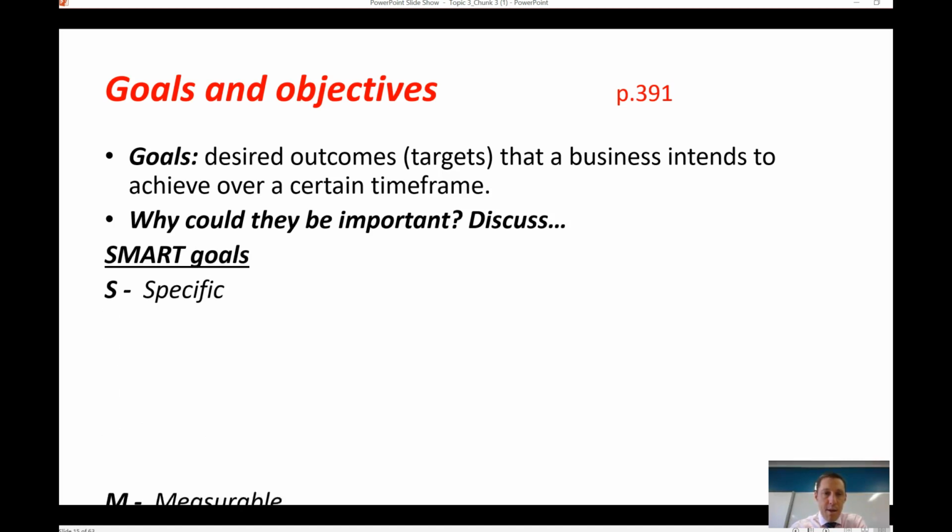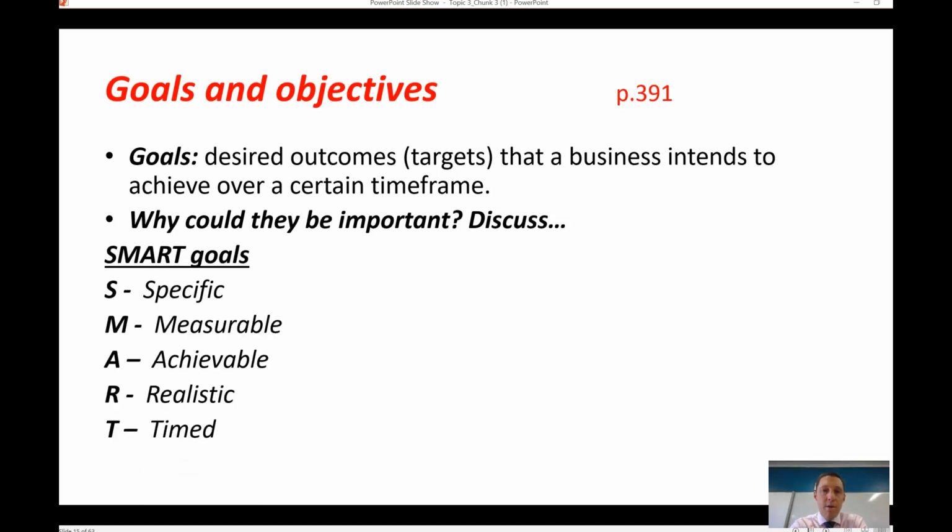Those goals that are established should be what we call SMART goals. Okay, the S being specific. So not, our goal is to sell a lot of things in the future. Okay, well that's not specific. So specific should be our goal is to sell 10,000 units in the next 12 months or in the next 2 years. And that means that goal is the second point. It's measurable. You can measure it because there's a quantifiable amount there.